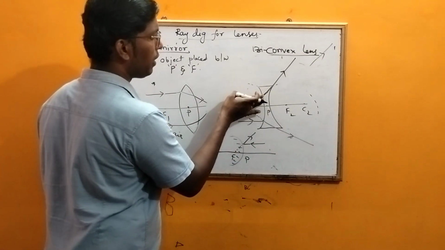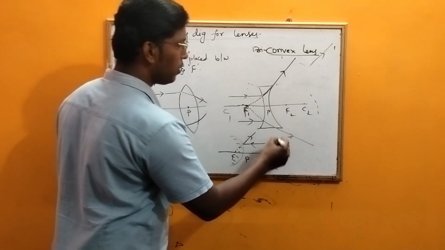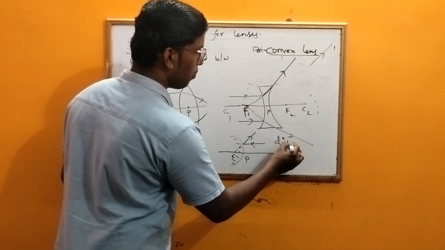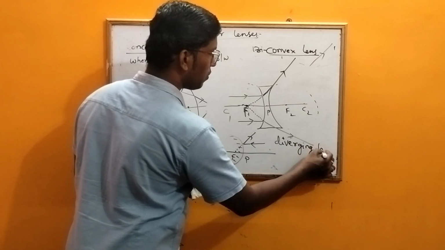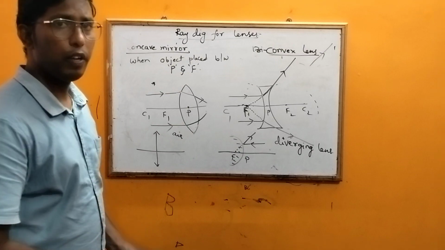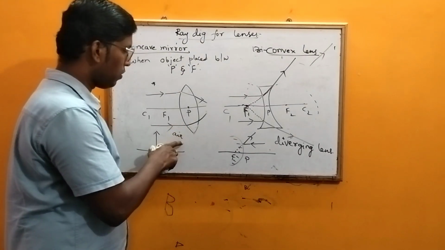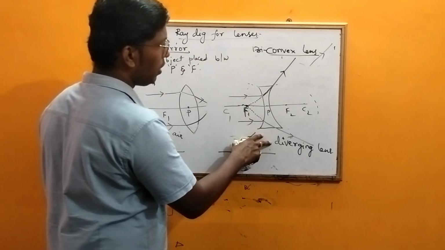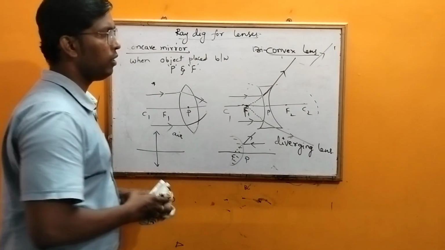So what is happening when light rays are entering through a concave lens? They are moving away. It's called diverge. That is why biconcave lenses are also known as diverging lenses. Clear? Understood? I hope you have understood it very easily. So convex lenses are also known as converging lenses. Concave lenses are also known as diverging lenses. This is about the lens.